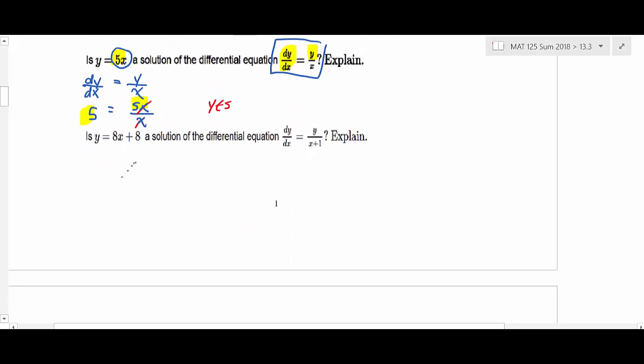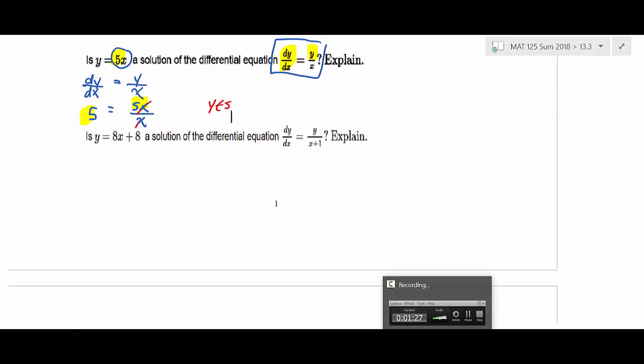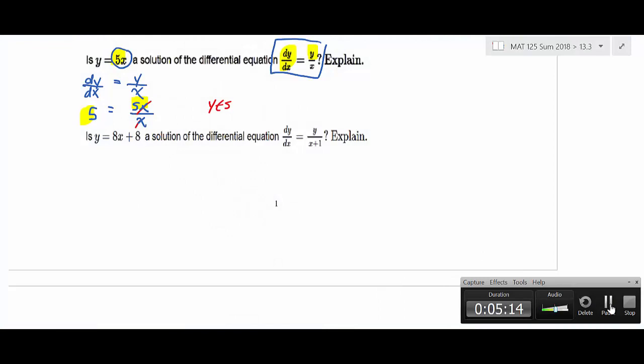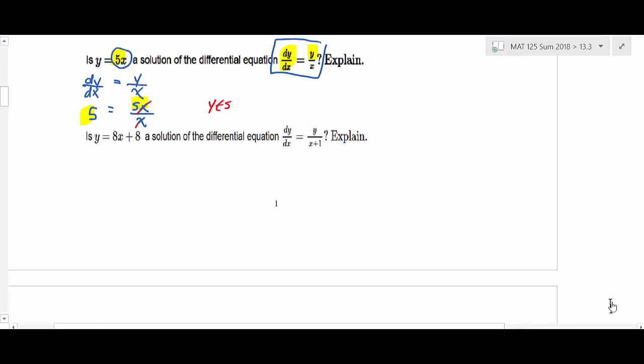The next one's about the same way. Why don't you all go ahead and do that next one yourself, if you would, and see what you come up with. Okay, everybody got that?